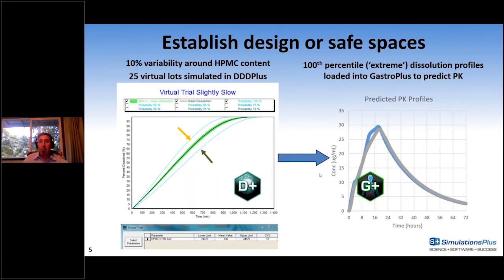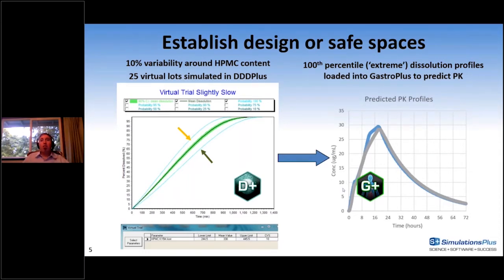You can see in the plot on the right, we feed those high and low dissolution rates into the GastroPlus simulator. You can also use the population simulator to look at the population pharmacokinetics and really assess the bioequivalence between the high end and the low end of the dissolution specifications.